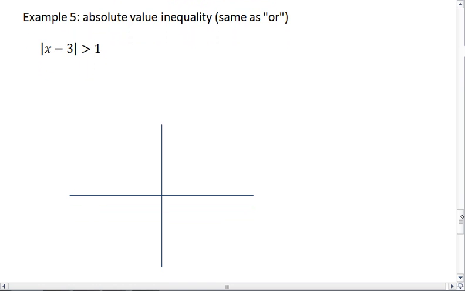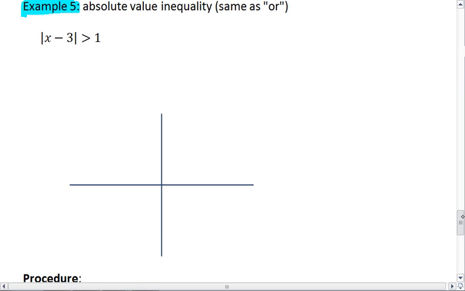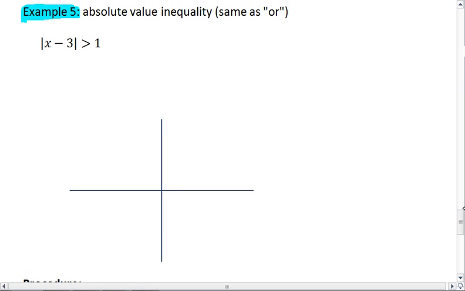Okay, for our next example, we're going to look at an absolute value inequality. Now you already have looked at these for absolute value equalities. Inequality, it's the same exact thing as using "or," which means try to solve this one on your own, work out the solution, then when you're ready, resume the video and check your solution with the solution that I will show you on the screen.